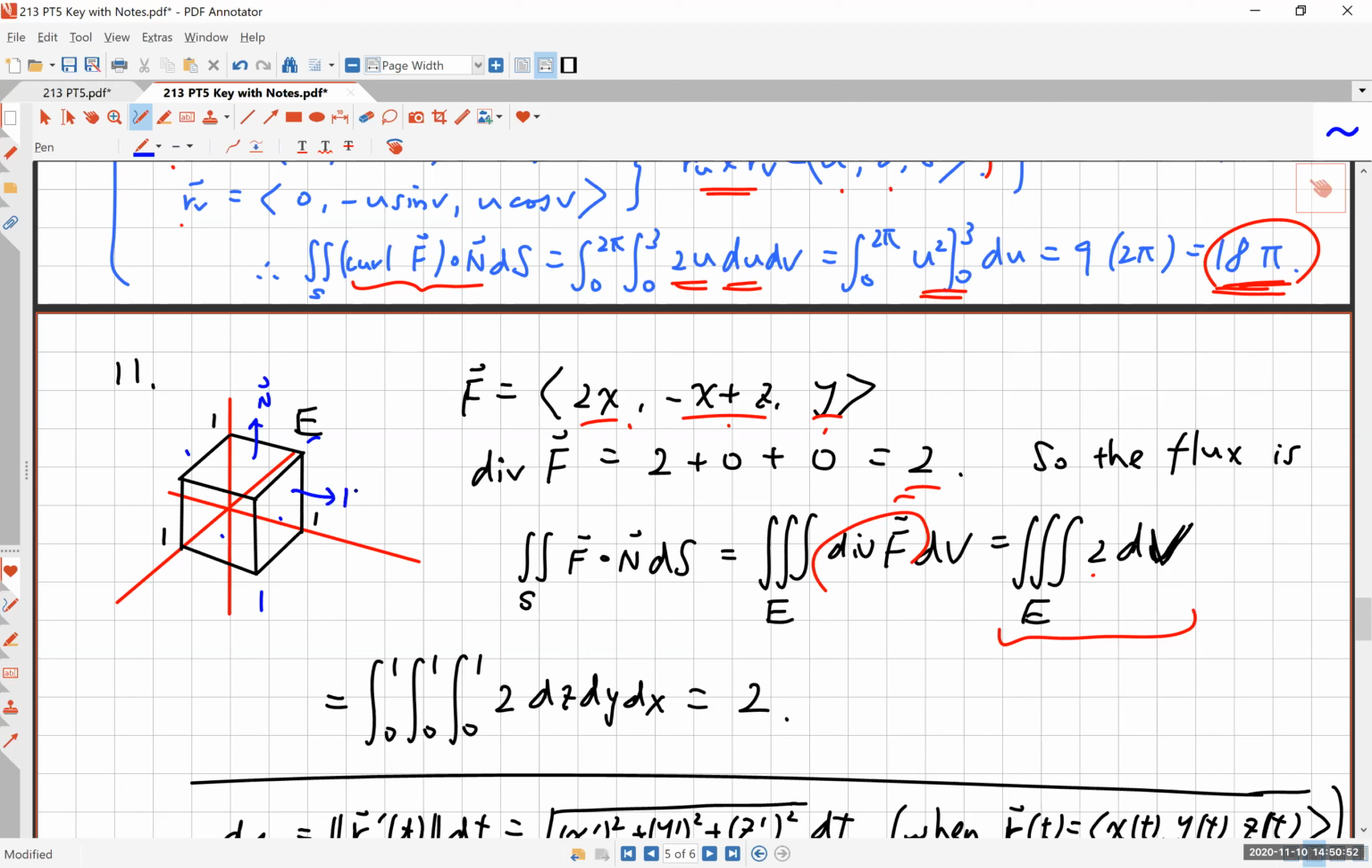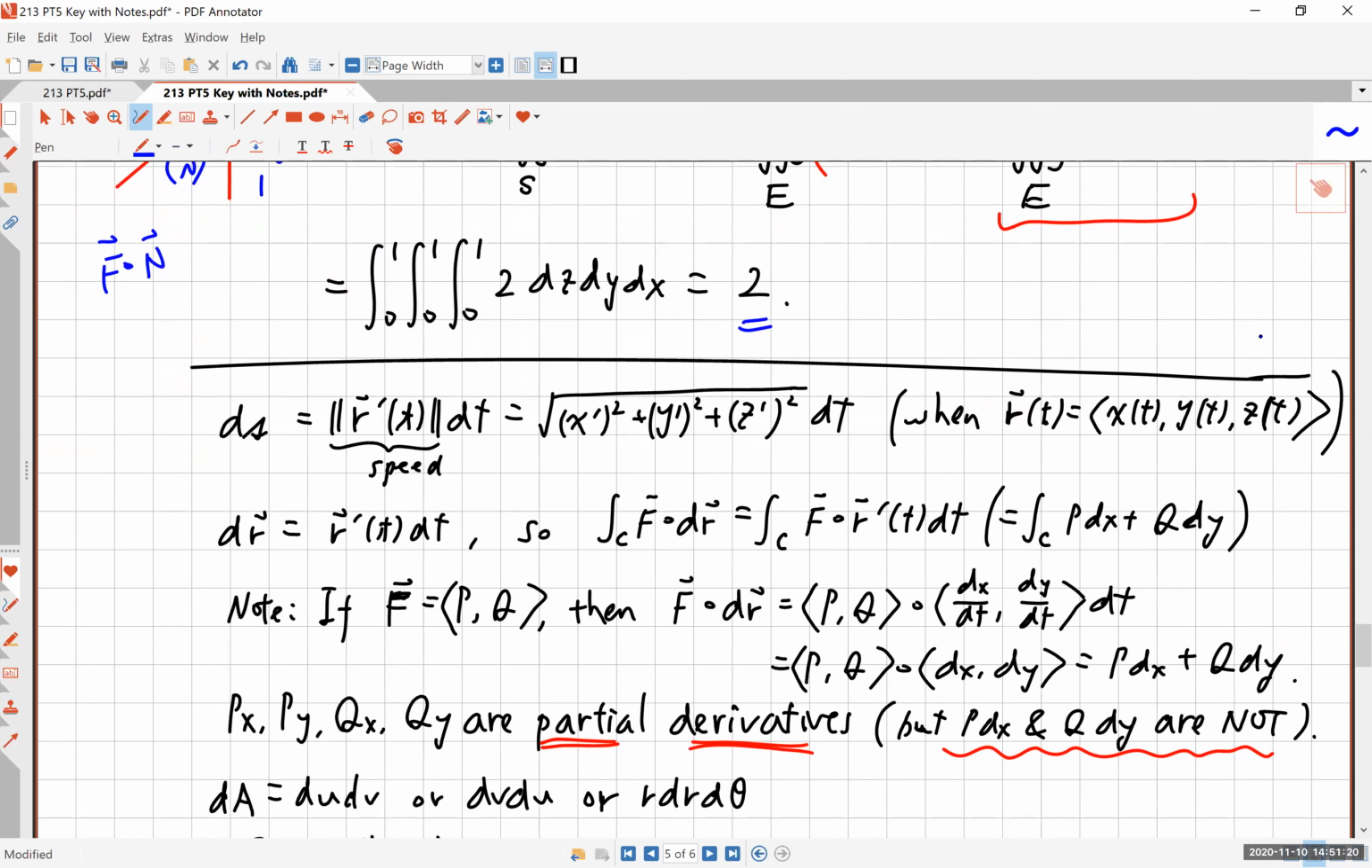Make sure that your normal always points outside. For instance, this is 1, 0, 0, this is 0, 1, 0, and the one on the bottom is 0, 0, -1, and so on. So it is possible to find f dot n for each of the 6 sides, and then add them up. And you will get the answer too if you want to do that. I am not showing you how to do that here in this solution.